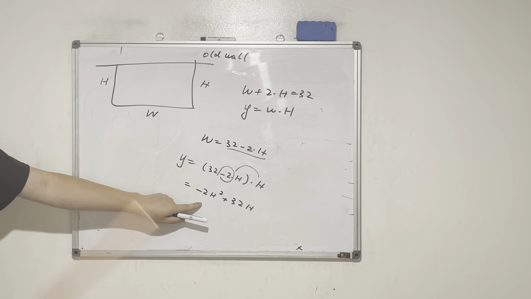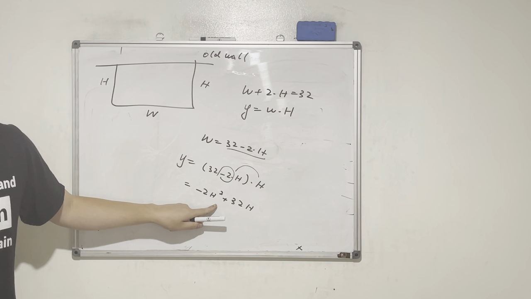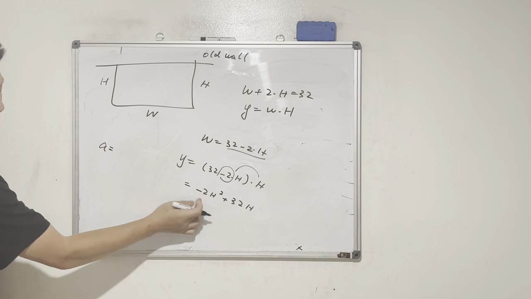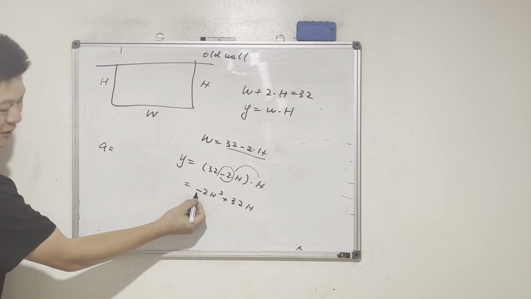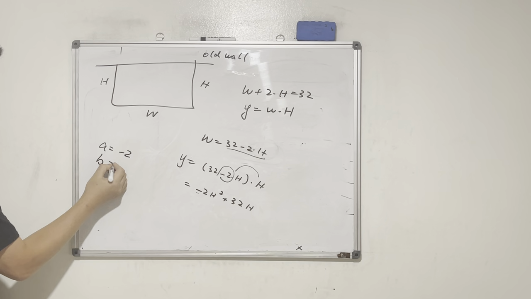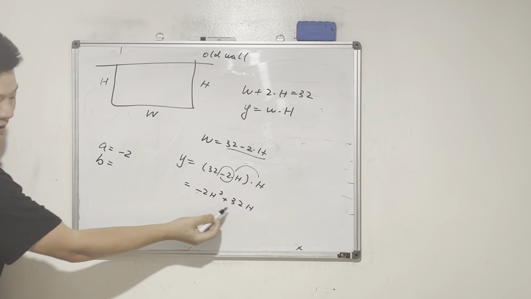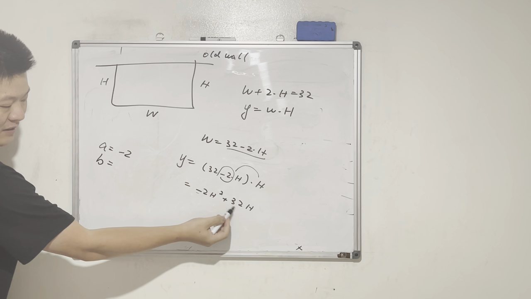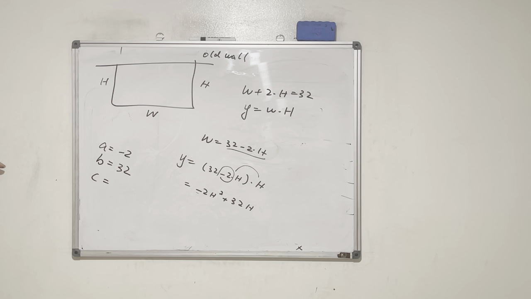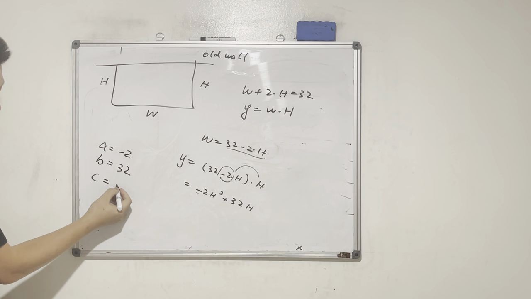Okay, so what is it? It's a quadratic equation, remember? What's the symmetric axis? Remember, what's A? A equals what? Why is it negative 2? What's B? What's the constant before the linear term? It's 32. Okay, what's C? Is there any constant here? No. So what's that? 0.